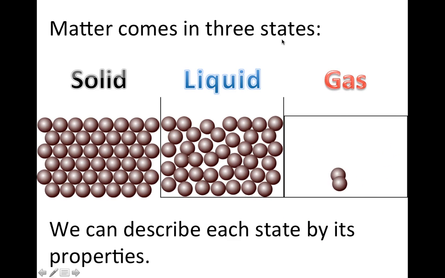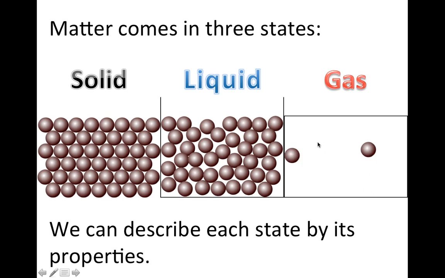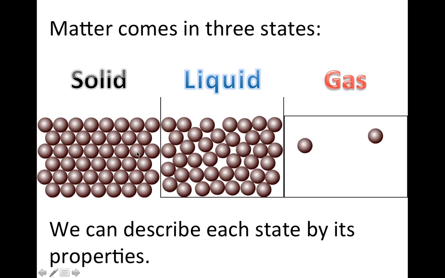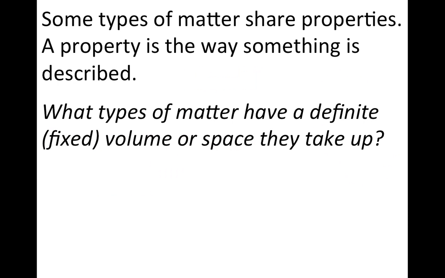Matter comes in three states: solid, liquid, and gas. We can describe each state by its properties. If you look at these pictures, you can see that each state of matter has slightly different properties, but some things are the same. Like each one has these round circles. These round circles represent atoms and molecules in the matter.